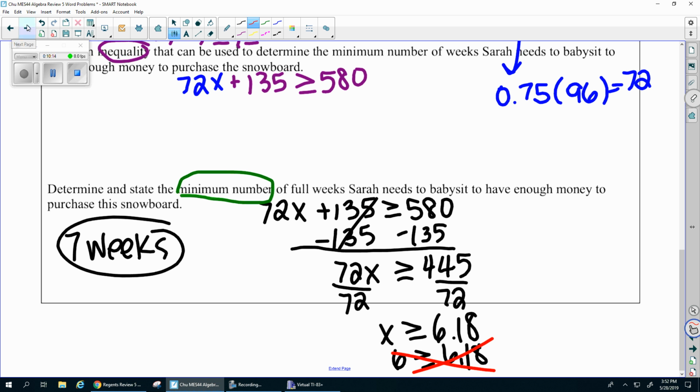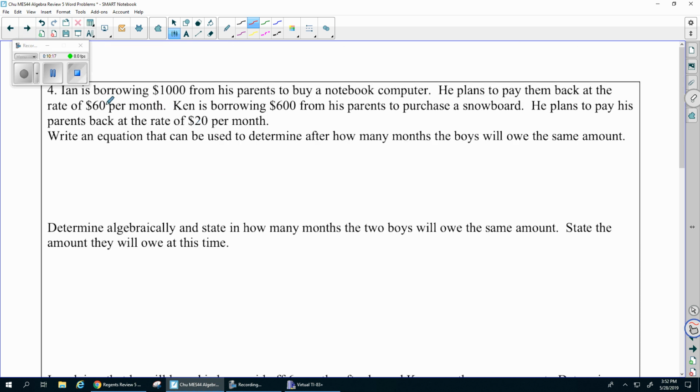All right, let's turn the page. Ian is borrowing $1,000 from his parents to buy a notebook computer. He plans to pay them back at a rate of $60 per month. Here it is, $60 per. That means that's a variable. Ken is borrowing $600 from his parents to purchase a snowboard. He plans to pay his parents back at a rate of $20 per month. So that's 20 and that's your per. Write an equation that can be used to determine how many months the boys will owe the same. Same means when they are going to be equal.